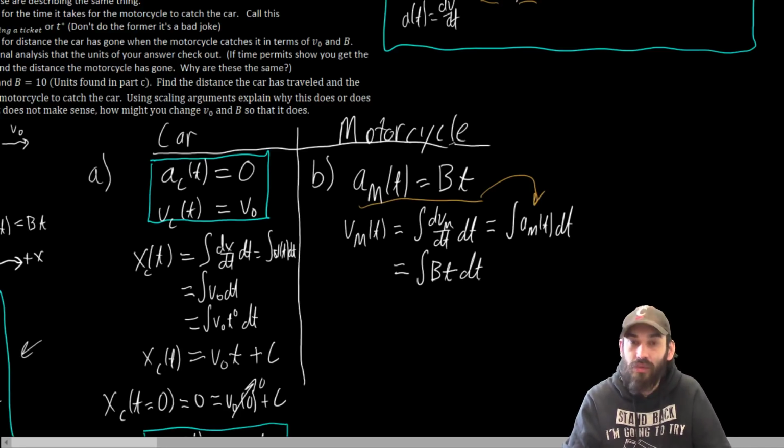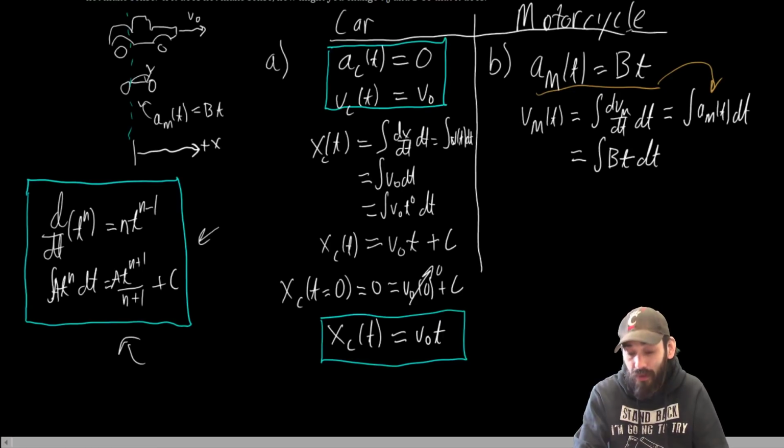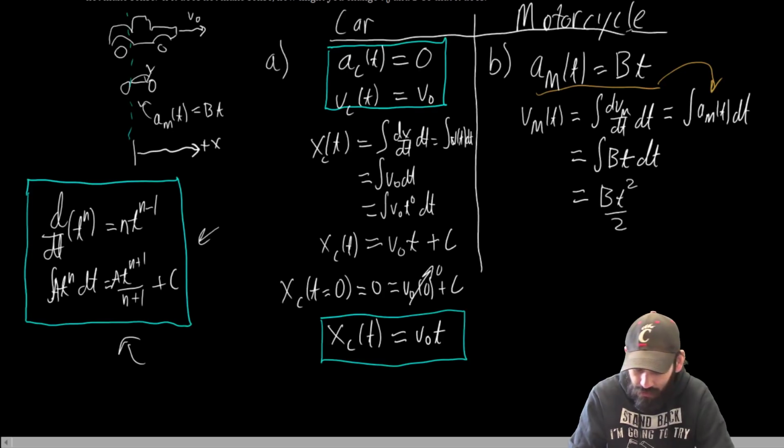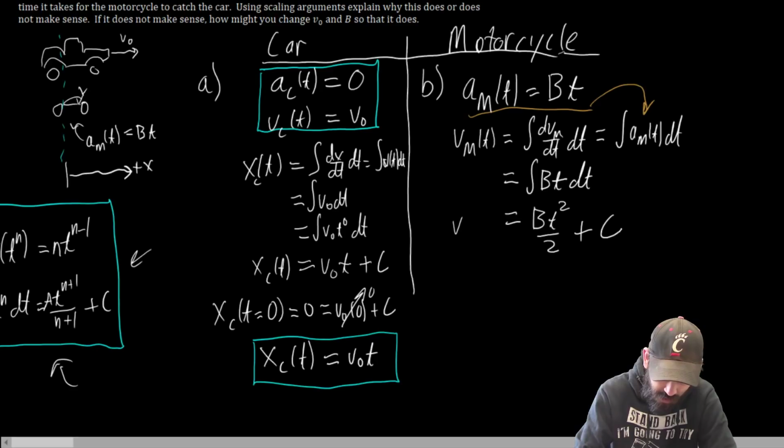Now, this is where this situation is a little bit different, but it's not too bad. We just have a different power here. Instead of t to the 0, we have t to the 1. So when we evaluate this integral, this is going to be bt squared over 2 plus a constant of integration. That's the velocity of the motorcycle as a function of time.